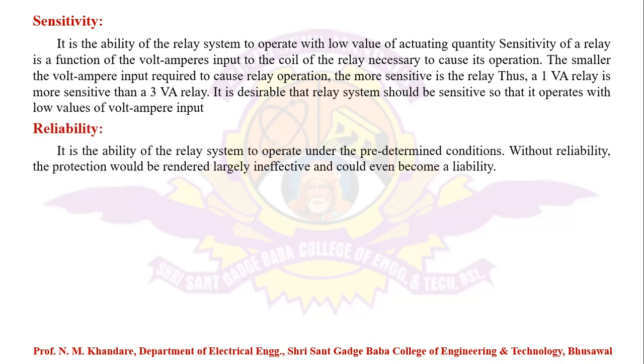Next is the reliability. Reliability is the ability of the relay or the protection system to operate under predetermined conditions. Without reliability, the protection would be rendered largely ineffective and could even become a liability. We must be able to rely on the protection scheme. That means we must ensure that whatever protection we have provided is accurate and provides definite protection, and that is the reliability of the system.